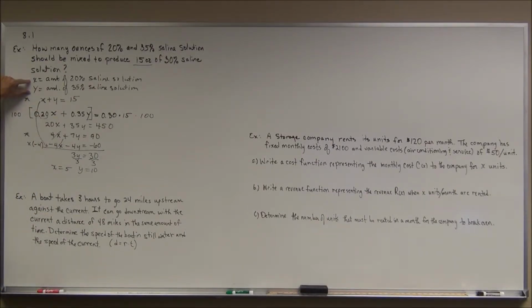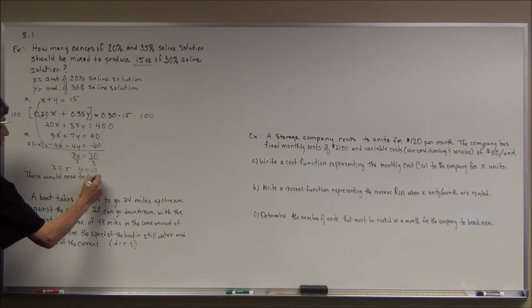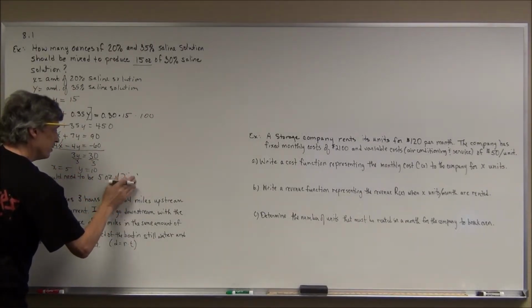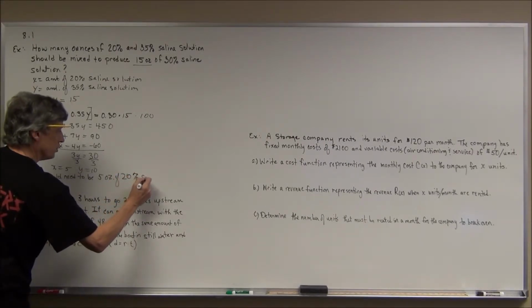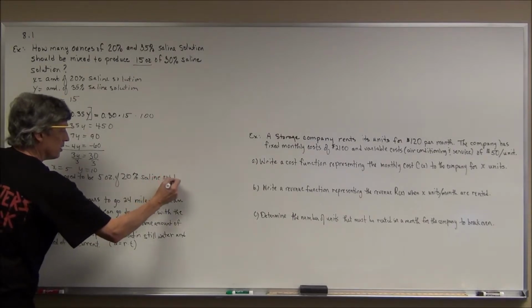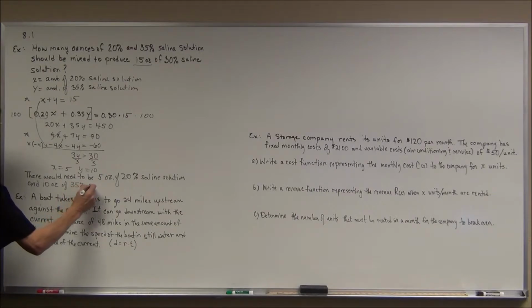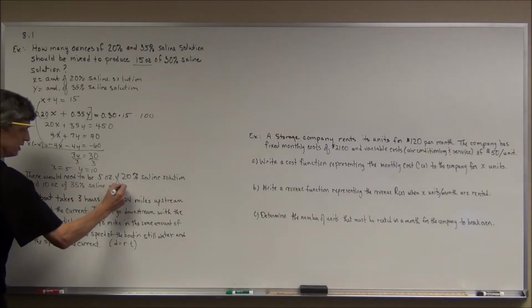That's why I'm still using my 5-step method. I read the problem carefully. I state my variable, or variables in this case. It says how many ounces of each, so there would need to be 5 ounces of 20% saline solution and 10 ounces of 35% saline solution.